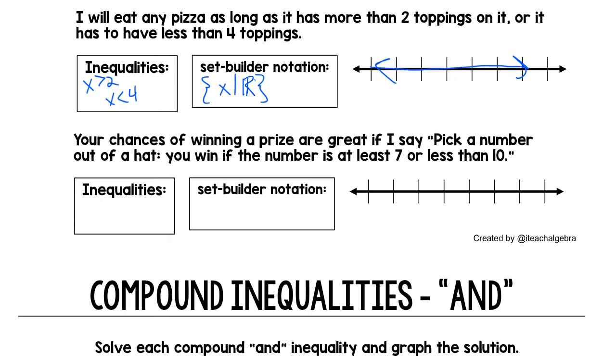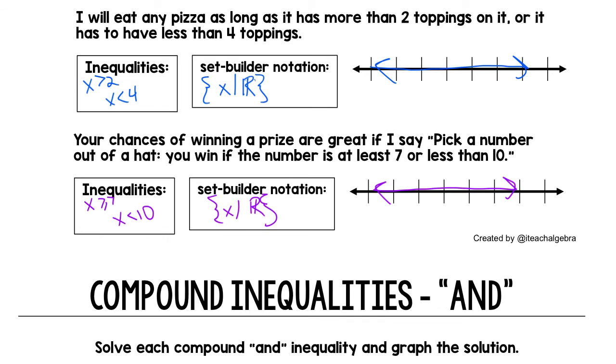All right, last problem about "or" inequalities. Your chances of winning a prize are great if I say pick a number out of a hat. You win if the number is at least 7, so x is greater than or equal to 7, or less than 10, x is less than 10. Well, 7 is less than 10, and 10 is greater than 7. So it looks like it doesn't matter what we pull out of the hat, we will be winning with this setup.